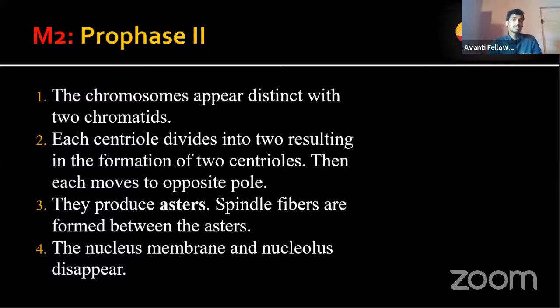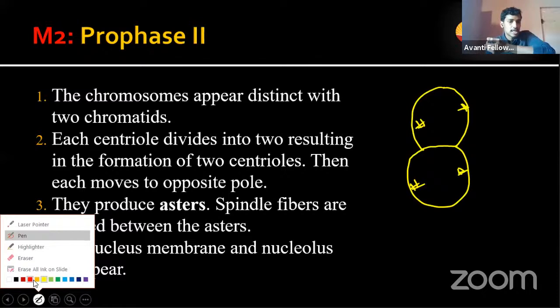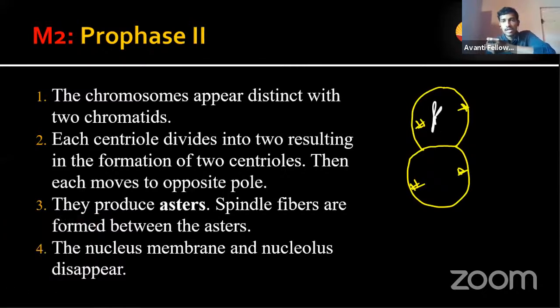In prophase 2, what happens? One second, sorry. The chromosomes will again appear distinct. I will write something like this. The centrioles again divide. The nuclear membrane will disappear, and the chromosomes again start to become more and more condensed.